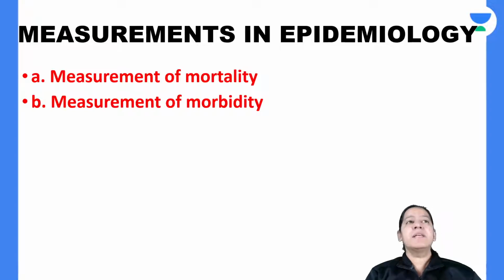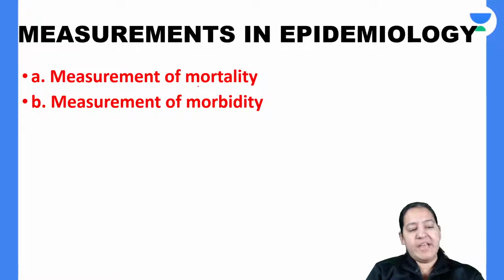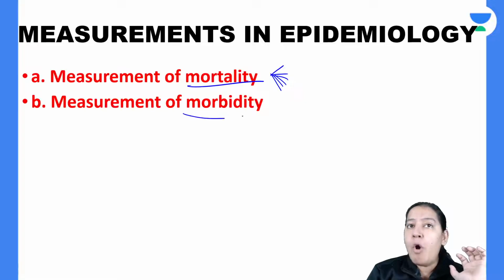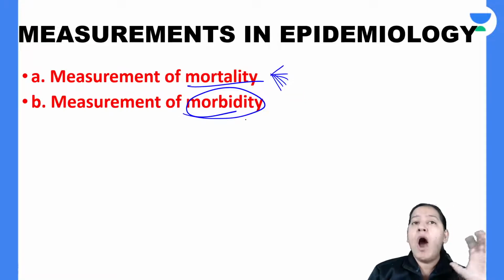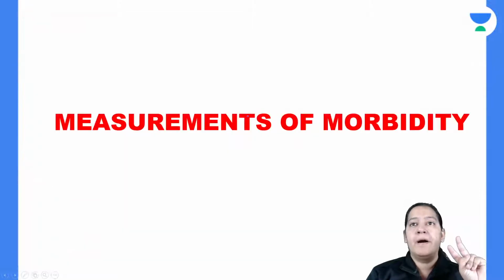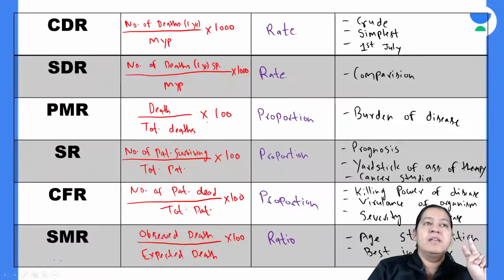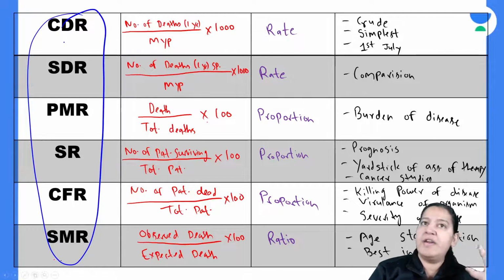Yes. So listen. Measurements of mortality we have already covered. There are 6 measures of mortality we have already seen. But now I am starting with measurement of morbidity, not mortality. So how many measurements of morbidity do you know? There are only 2 measures of morbidity. Mortality has 6 measures, which we have already covered.